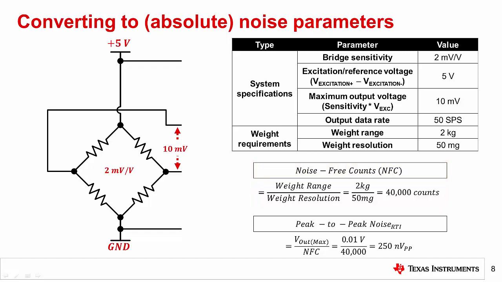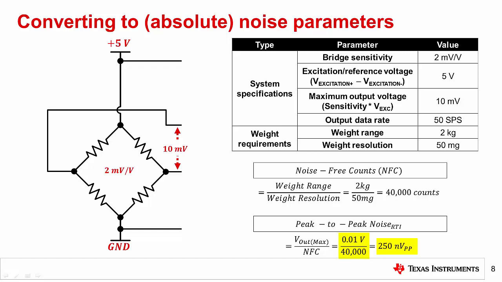However, since we now want to define a system metric based on volts instead of bits, we need to divide the maximum output voltage by the dynamic range. This calculation tells us how finely we need to resolve the ADC's input signal. In this case, the maximum output is still 10 millivolts as shown, and we want to be able to resolve this signal into 40,000 distinct parts. Taking the ratio of these values, the system noise target is 250 nanovolts referred to the input, or RTI.